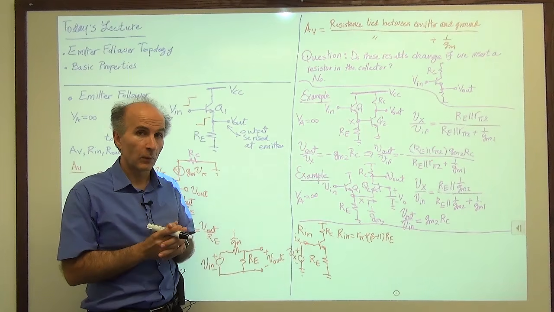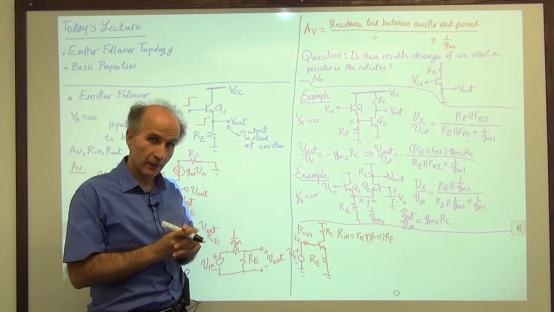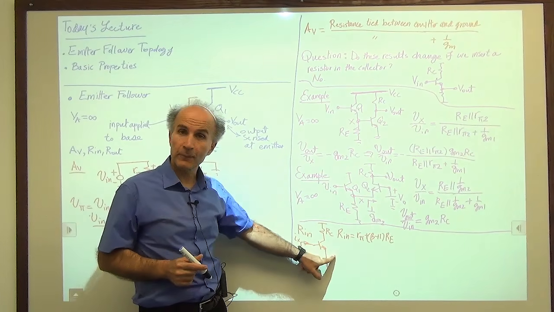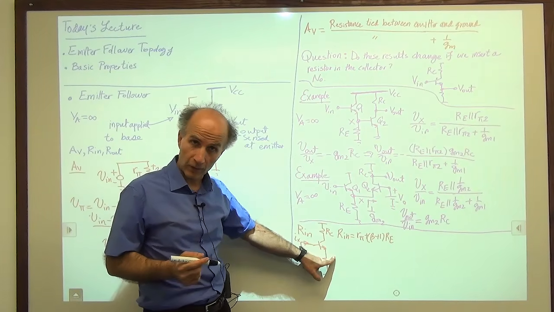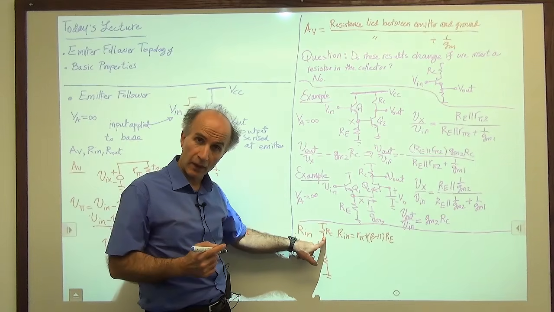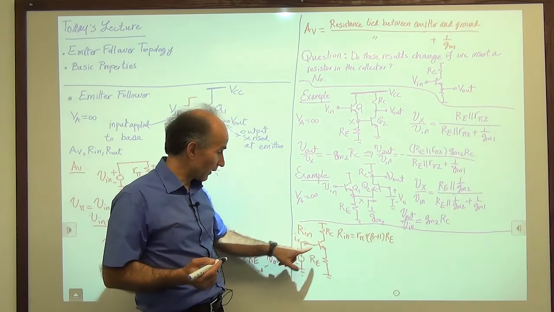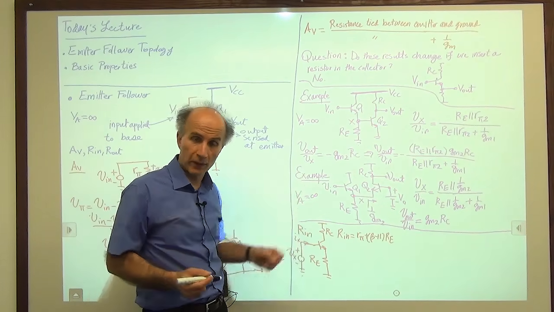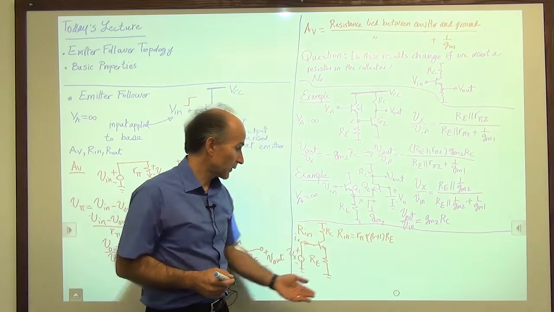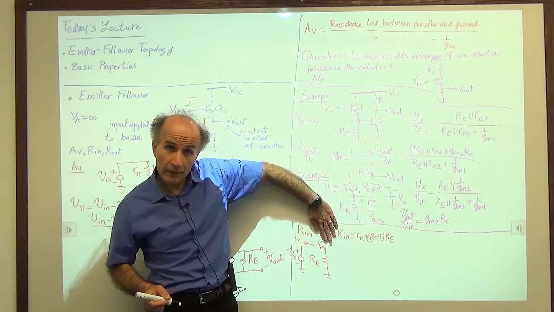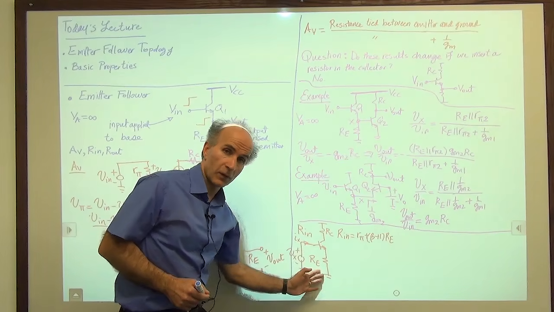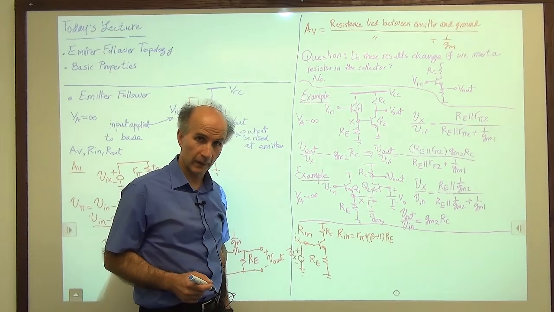I repeat, when we are calculating the input resistance of a circuit, we don't know where the output is. If the output is here, that becomes an emitter follower. If the output is here, that becomes a common emitter stage with degeneration. But as far as the input resistance is concerned, we don't know where the output is, and we don't care. So this result applies to both an emitter follower or a common emitter stage with degeneration. It's the same thing. All right?